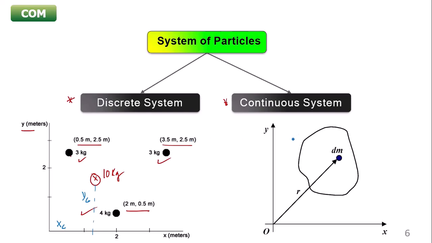Similarly, the situation for the continuous mass system. Whenever it is a continuous mass system, it is made of different dm masses. All these dm are the discrete particles. So an infinite discrete particle system gives us the continuous system. How many dm are there? Infinite. When they are arranged, here they are giving a continuous particle system.